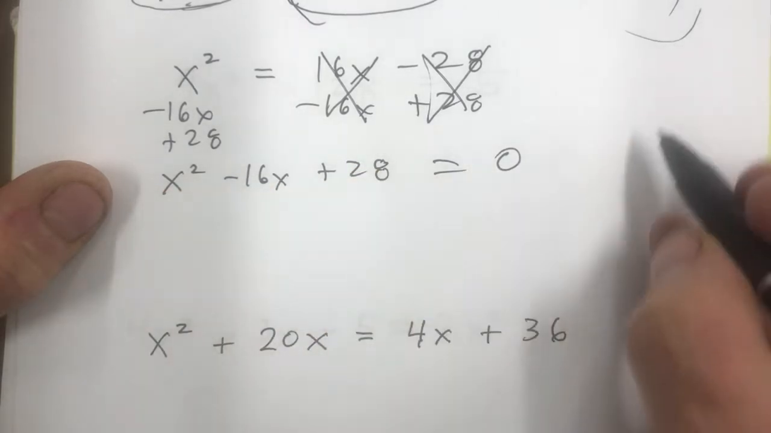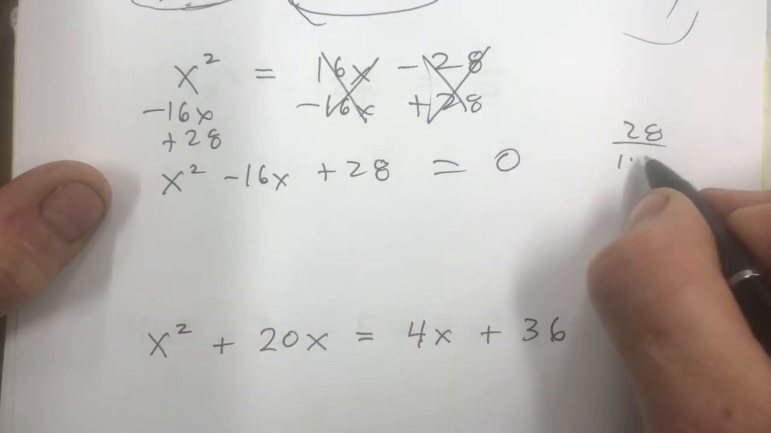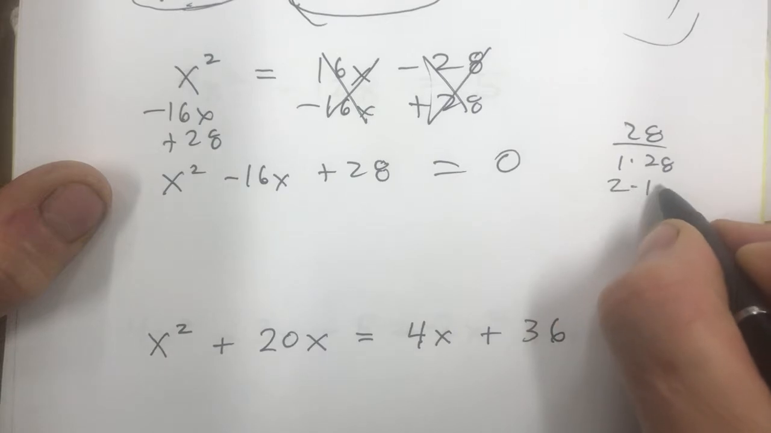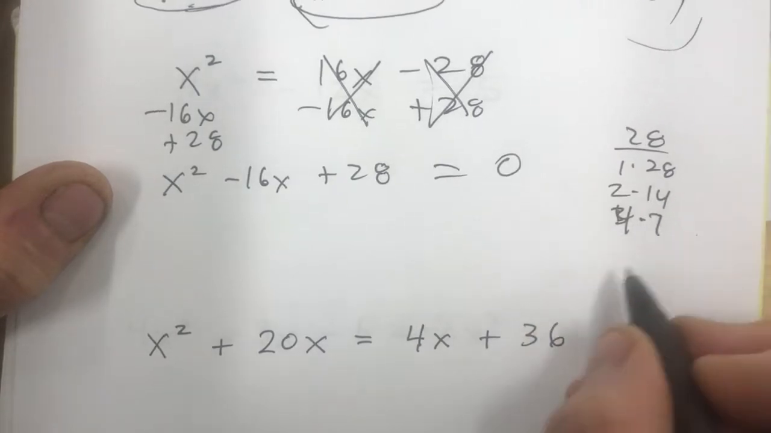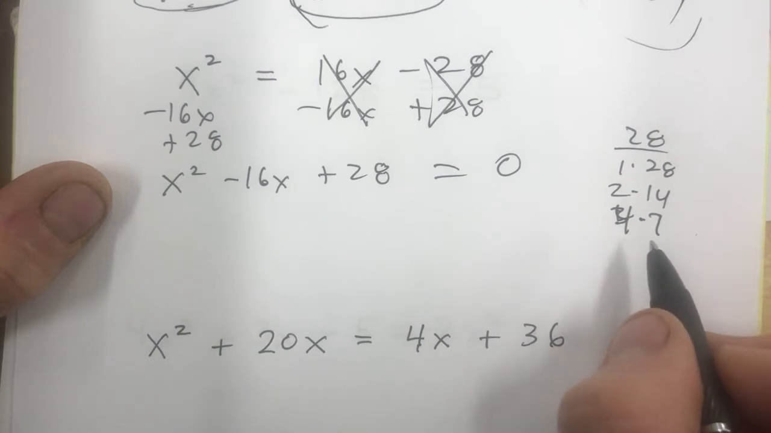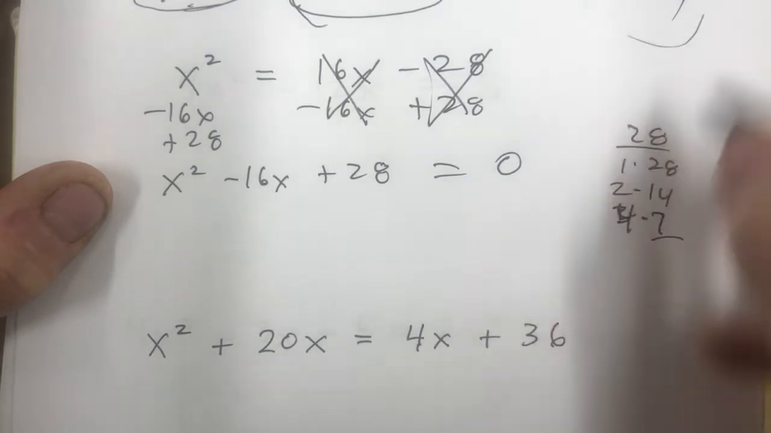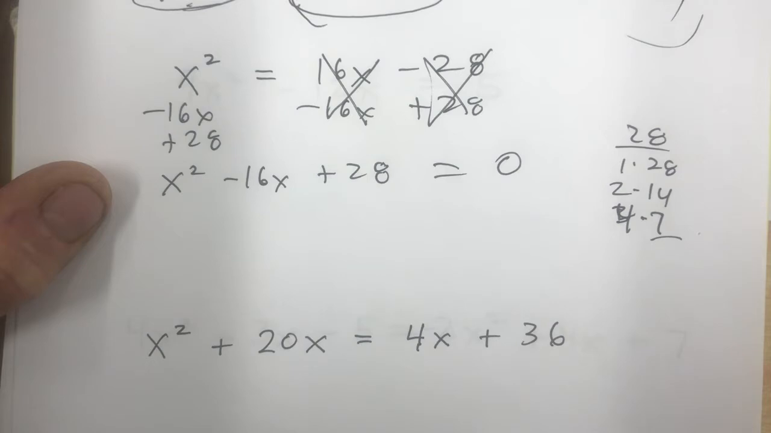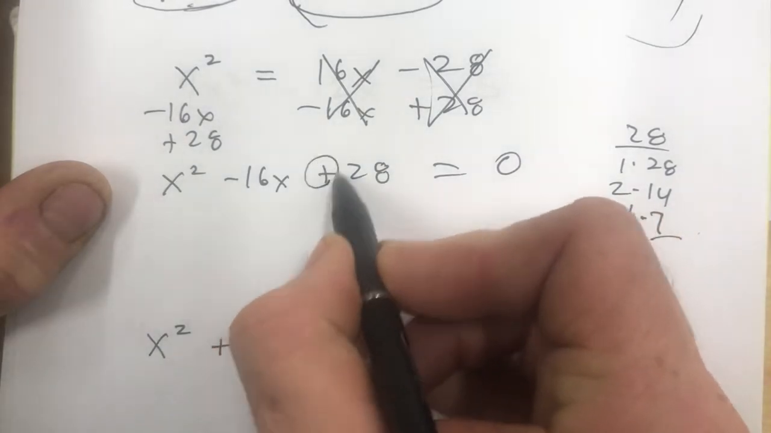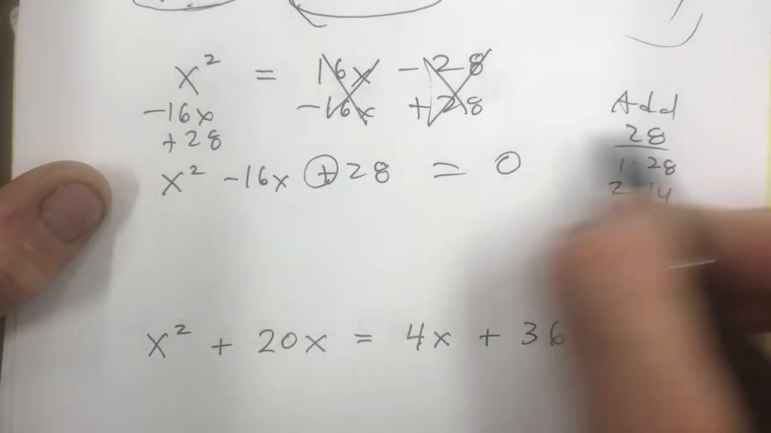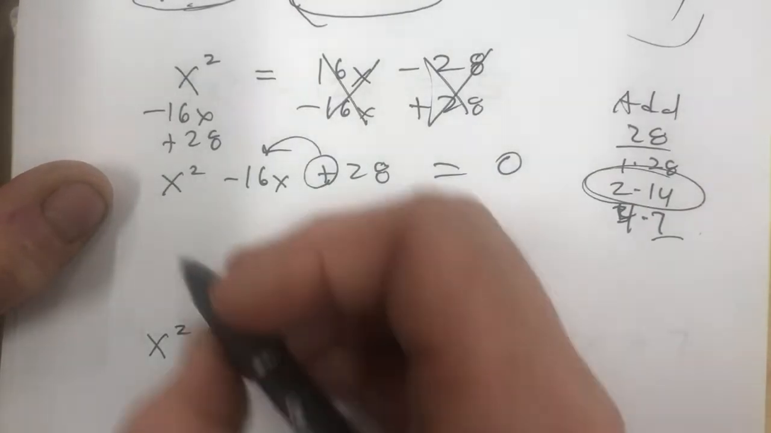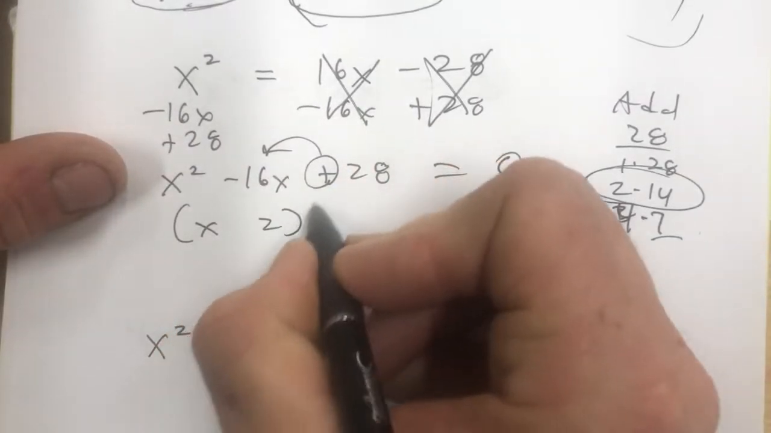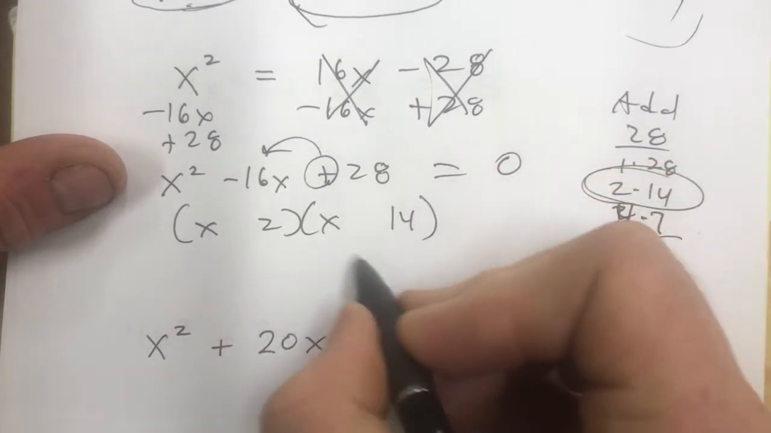And now my 28 is my c. 28 divided by 1, 28 divided by 2, 28 divided by 3 is a decimal. 28 divided by 4 is 7. 5 is a decimal, 6 is a decimal, 7's over there. So there's all my possibilities. Which ones add? I've got to add them and get 16. Well, 2 and 14. So that means I've got x and 2, x and 14.